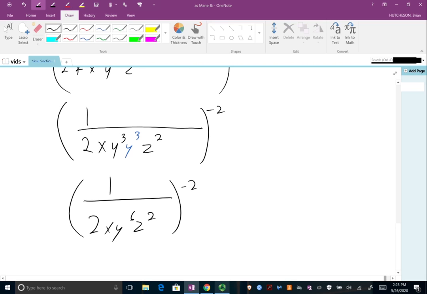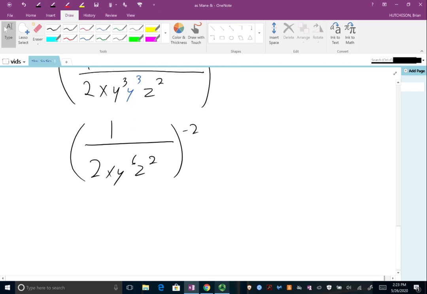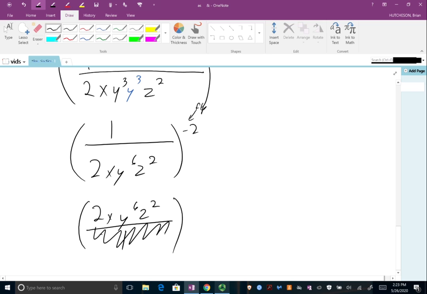So the whole point of this thing was really to deal with that negative 2 on the outside, but what does the negative do? All the negative does is flip it, right? Remember, if it's on the outside, this guy really just means flip. Well, you're going to get a 2x y to the 6 z squared over 1. Do we really care about being divisible by 1? No. And then we square it.